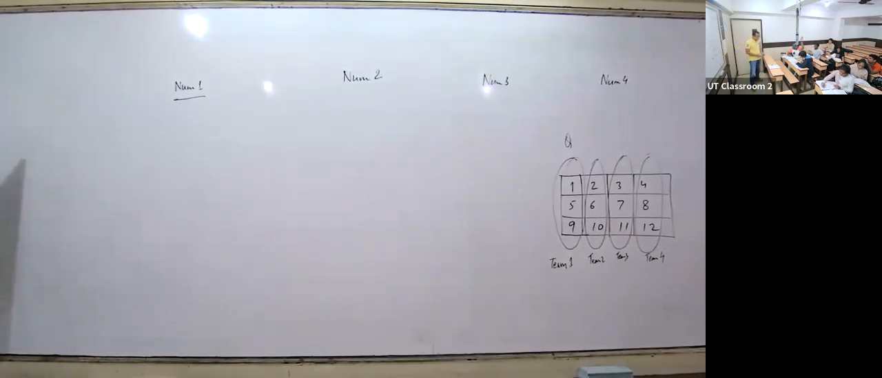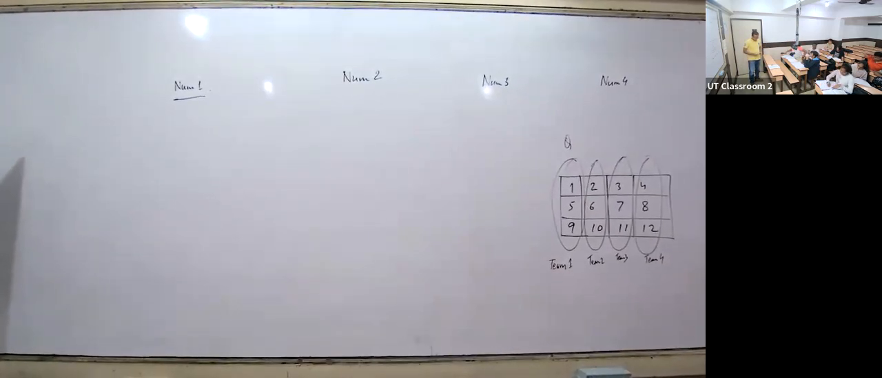This team is ready. Team 3 ready. Who are in 3? 3 में कौन है? 3, 7, 11. Who is 3, 7? 3, 7, 11. Come on, step out.